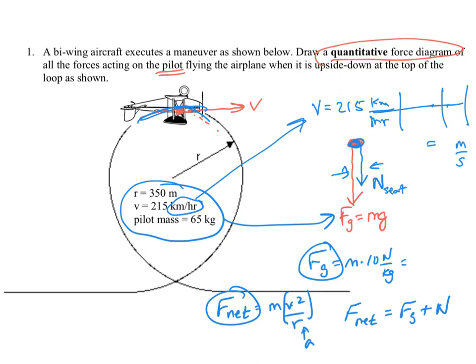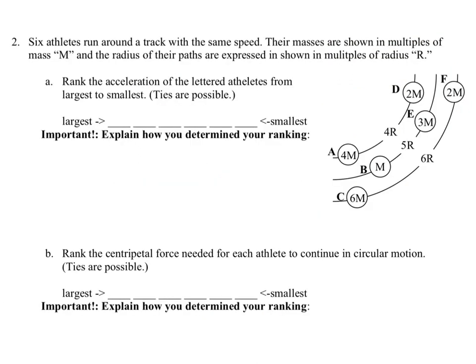So let's go to problem number 2. This is one of the ranking tasks. Six athletes are running around the track with the same speed. That means v is the same for all. Their masses are shown as multiples of m. For instance, athlete B is taking this corner with a radius of 5r and has a mass of m. This guy with 4m has a mass 4 times B's mass. So whatever B is, let's say he's a 50 kilogram guy, A is a 200 kilogram guy. It doesn't matter what m is, it just matters the magnitude of the difference between them.